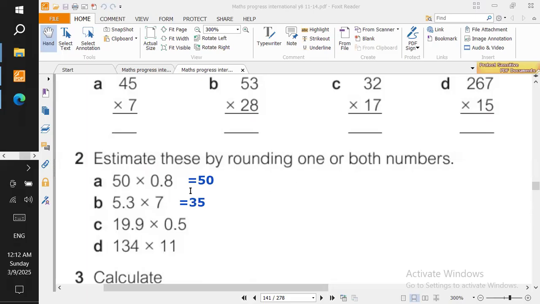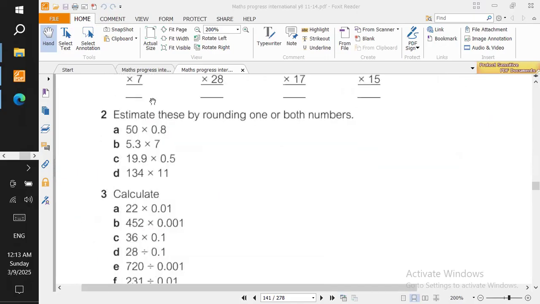Because they told us to estimate, you have to round, okay? 19.9 will be a 20, and this one will be 1. So 20 times 1 is going to be 20. 134 times 11. When we round these, this can be 130, and this can be a 10, okay? You can round one or both. When you multiply them, it's going to be 1,300, like this, okay?